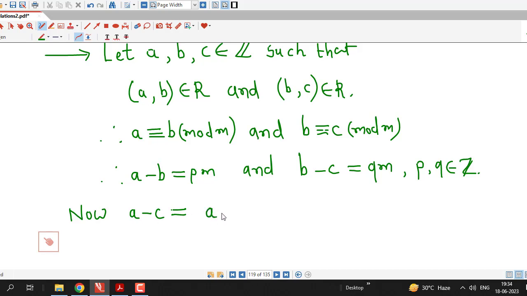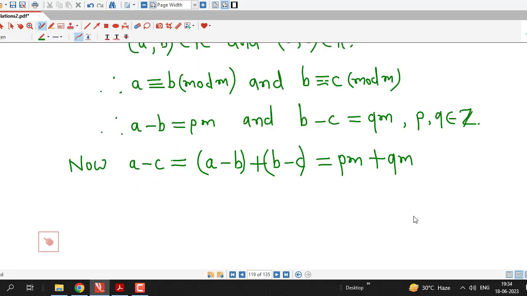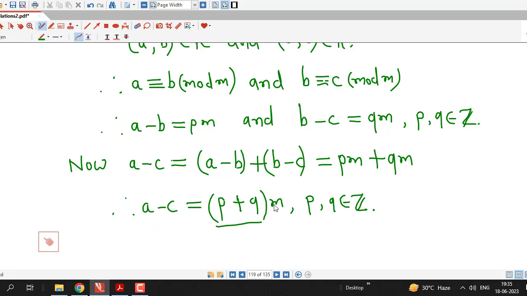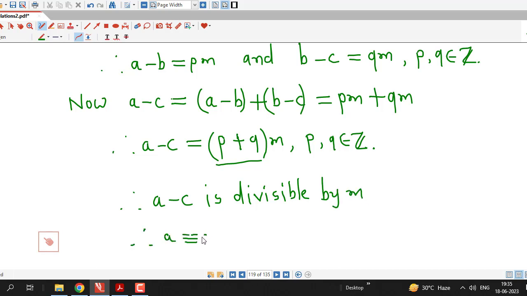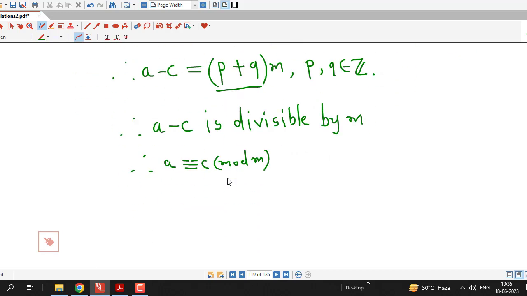So now I can write A minus C as (A minus B) plus (B minus C), and here we have A minus B equal to p times m, B minus C is q times m, and therefore we can rewrite A minus C as, we can take m common, and we have (p plus q) times m, and p and q are integers. Therefore p plus q is also an integer, and therefore we can see that A minus C is an integral multiple of m, and this means A minus C is divisible by m, and therefore A is congruent to C modulo m, and therefore ordered pair (A, C) belongs to R.